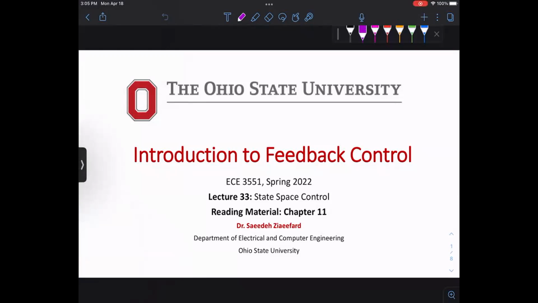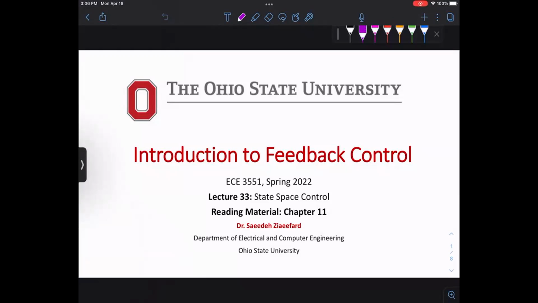All right. So we are going to finish this S domain and frequency domain and all the controller design related to that. And we are going to take a peek into state space control.